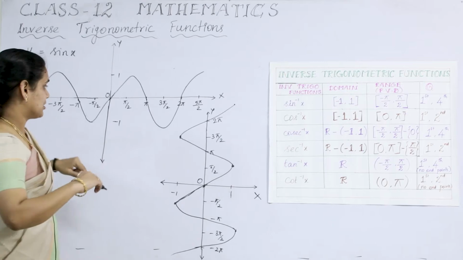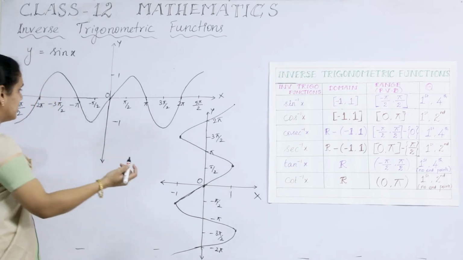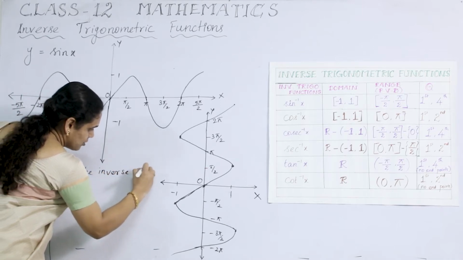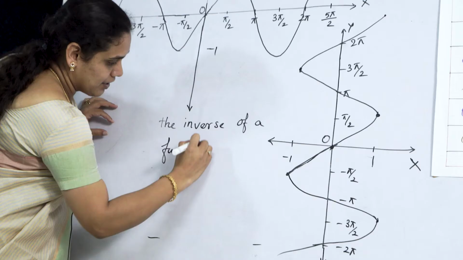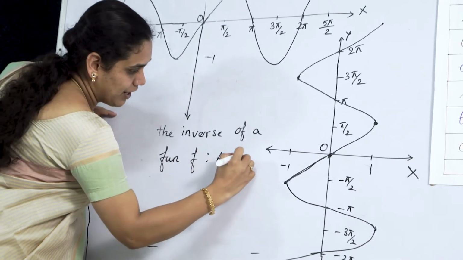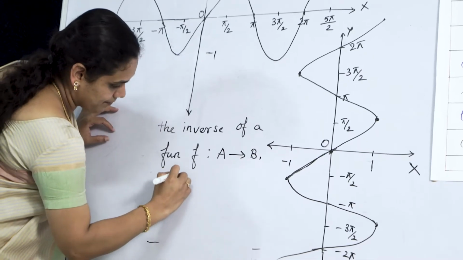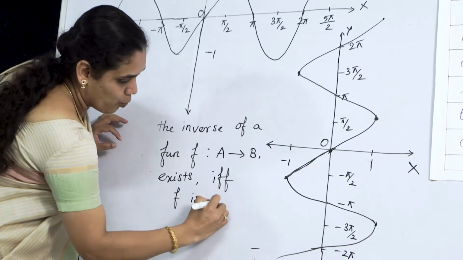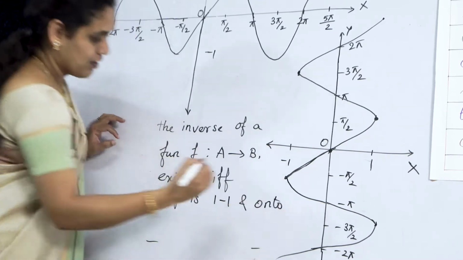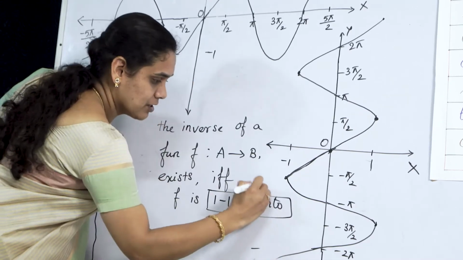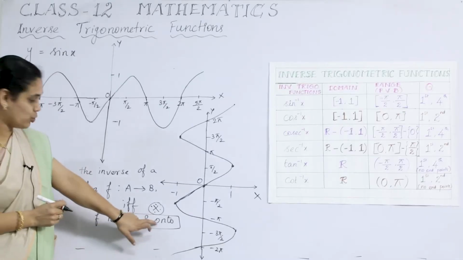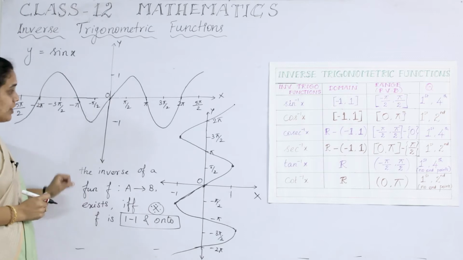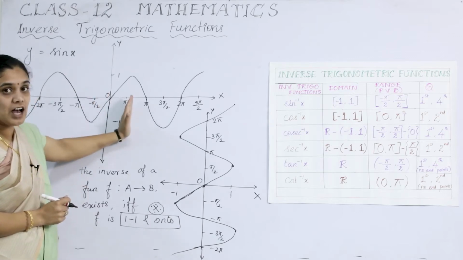In the last class, the first chapter, we have learned that the inverse of a function, suppose if we take f, the function from A to B, exists if and only if f is 1 to 1 and onto. See, these two conditions are very, very important. If the function is 1 to 1 and onto only, we can define the inverse of a function. Yes, but in class 11, we have learned that the trigonometric functions are not 1 to 1.